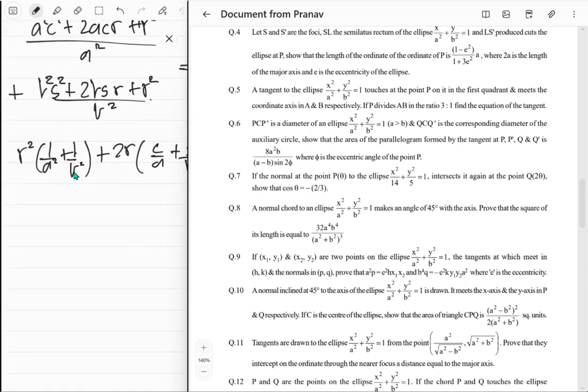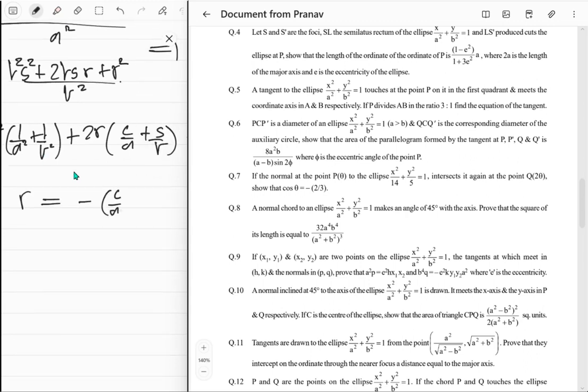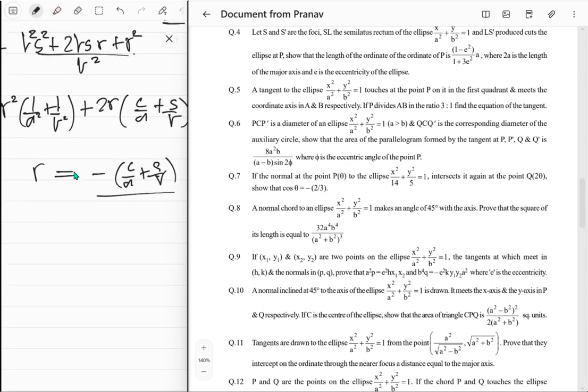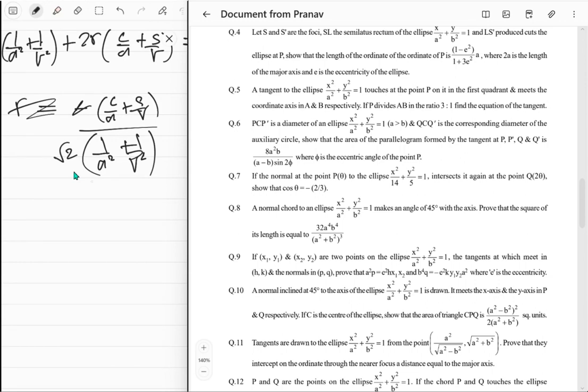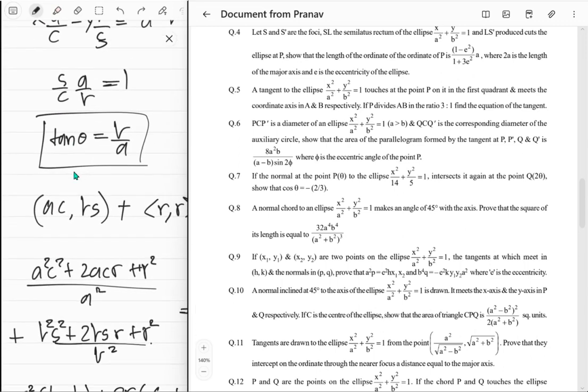So either r is 0, or the other choice would just be r is equal to negative c upon a plus s upon b, upon 1 upon a square plus 1 upon b square, right? So we just want the magnitude of that, and instead of this, we actually want this thing upon square root 2. There we go. That's the length of the chord. Sure. So notice this is a constant. We just care about what this thing is. Still not nice.